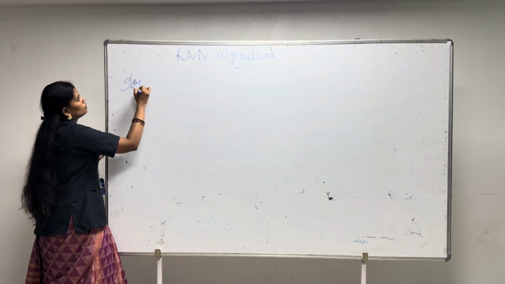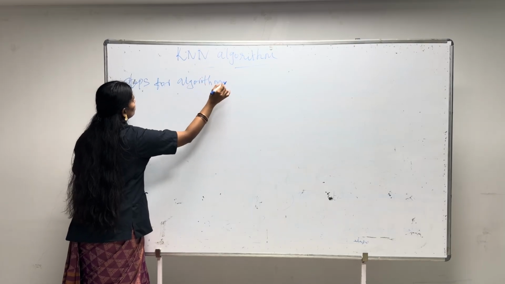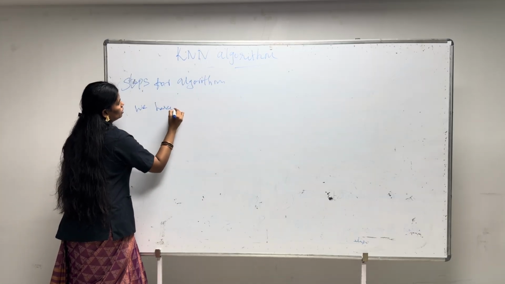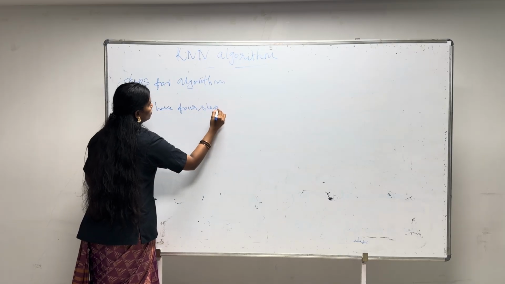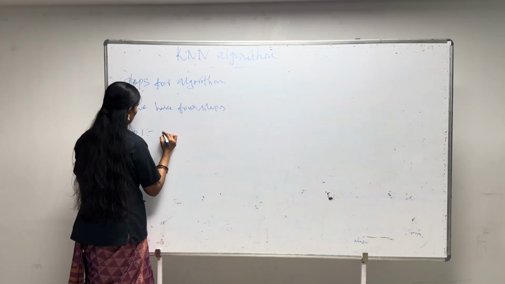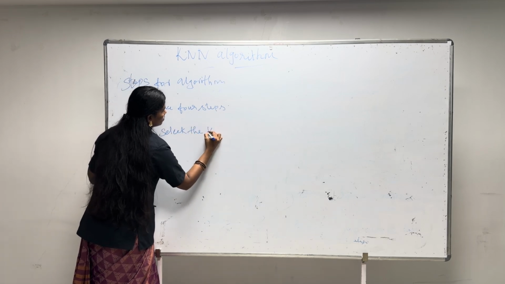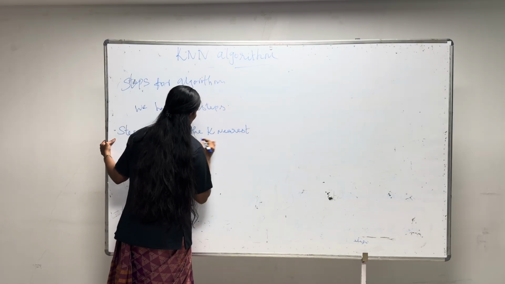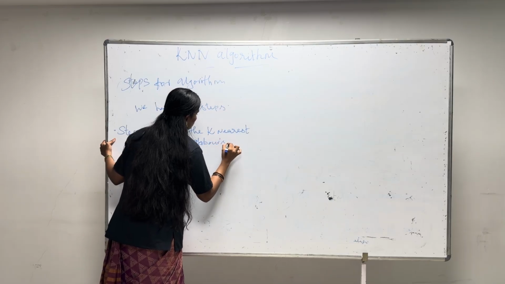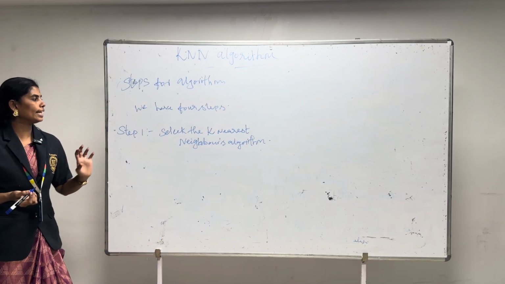Next, the steps for the KNN algorithm. We have 4 steps for using the KNN algorithm. So the step 1, select the k nearest neighbor algorithm.